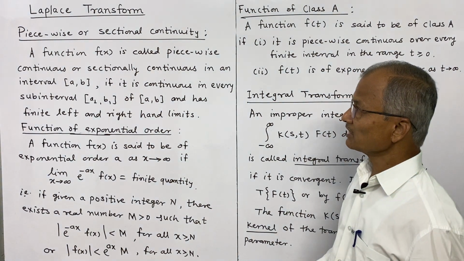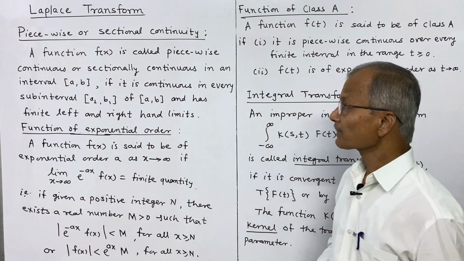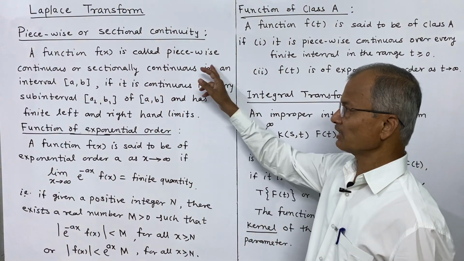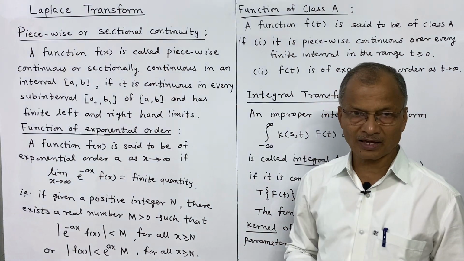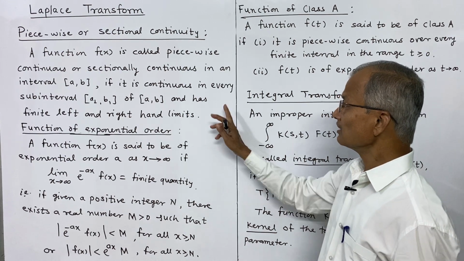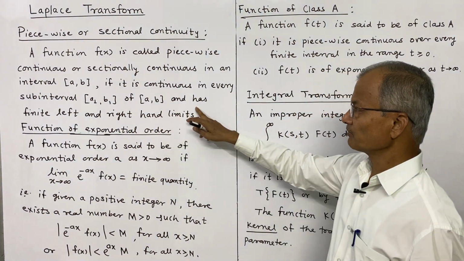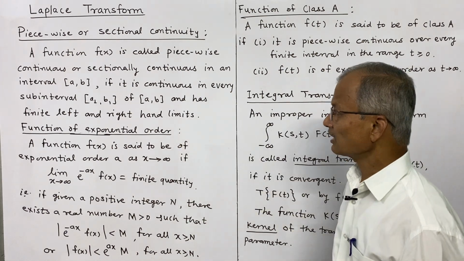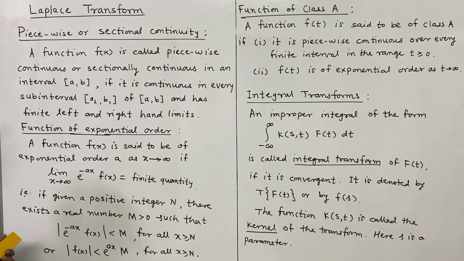And the first one is piecewise or sectional continuity of a function. The meaning is simple. A function f of x is called piecewise continuous or sectionally continuous in an interval a comma b, closed interval a comma b, if it is continuous in every subinterval a1 comma b1 of ab and has finite left and right hand limits. So that is the meaning of sectionally continuous or piecewise continuous.